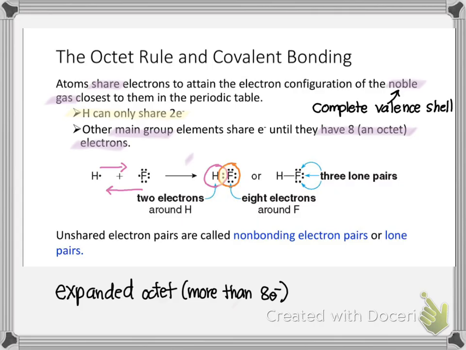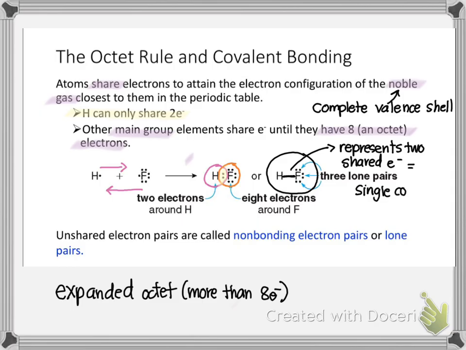Now, in the next picture here, you'll notice that in this one, they don't draw the dots for the bond. They draw a line. This is what I tend to do. That line represents 2 electrons shared. And we call that a single covalent bond, or sometimes we just say single bond, okay?